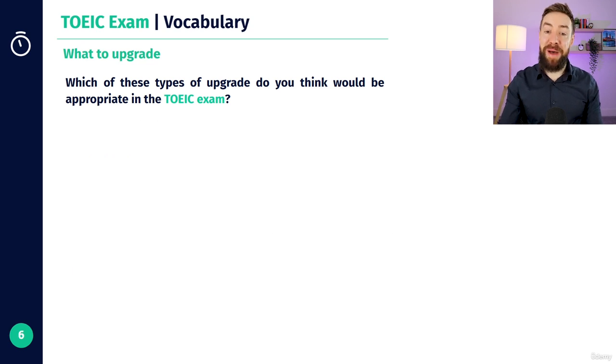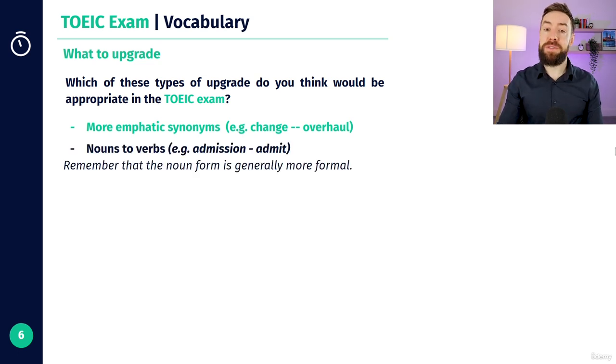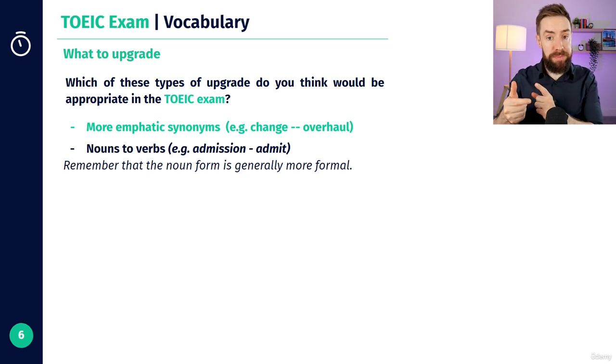Okay, let's take a look at some answers. So first of all, when you see it in green, it means good idea. So using more emphatic synonyms, change to overhaul, giving like a stronger feeling or a more specific feeling is good. Nouns to verbs, no. Remember, it should be the other way round. We often change verbs into nouns. So instead of saying, when he admitted, the verb, you could say, his admission, the noun, and it sounds more formal. So verbs to nouns, good. Nouns to verbs, usually not so good.